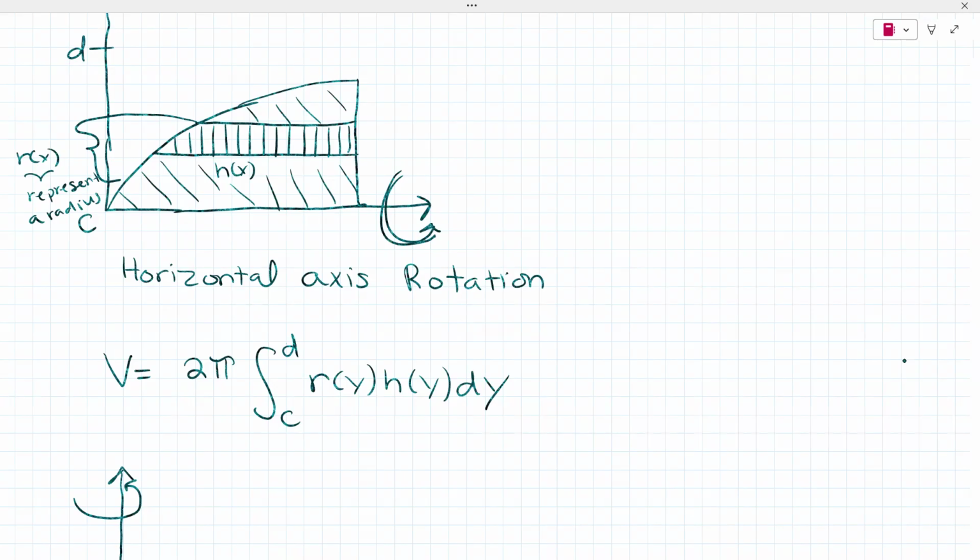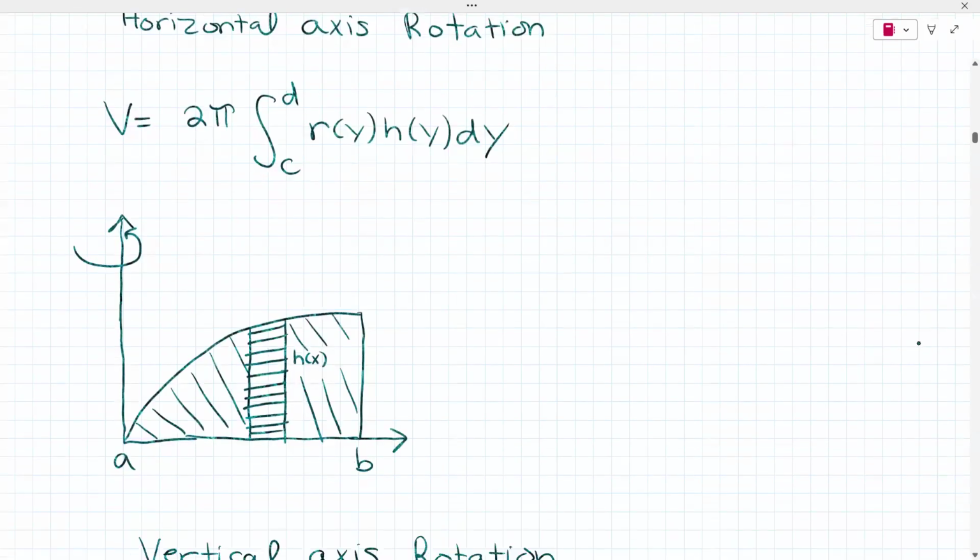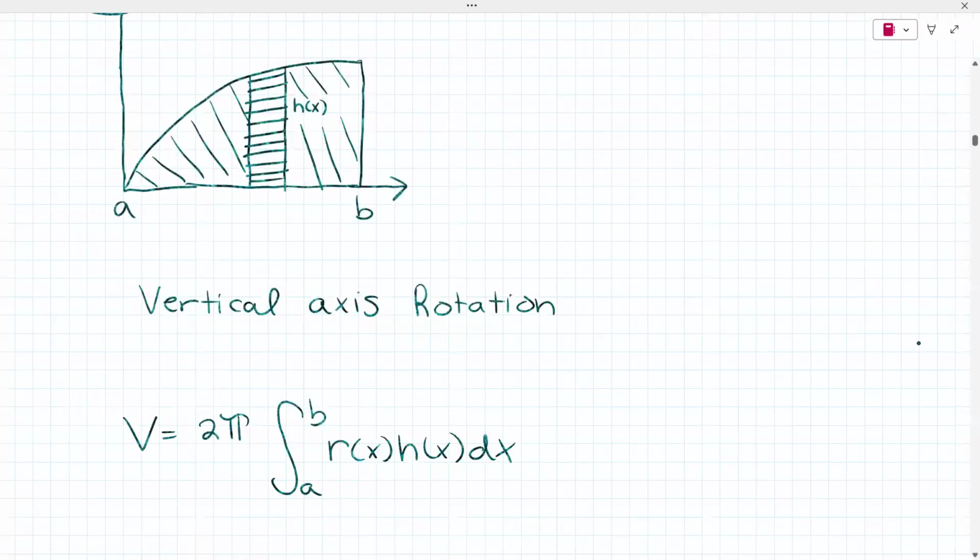So this time with the shell method, you have a radius, and then you have this distance here. They call it h of x. Okay, so you have a radius times this distance. It's a horizontal distance because it says horizontal axis of rotation. That means everything has to be in terms of dy. And if it says revolving around the vertical axis of rotation, so on the y-axis, it's the same idea.